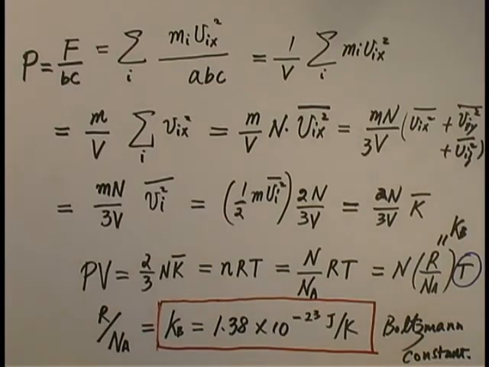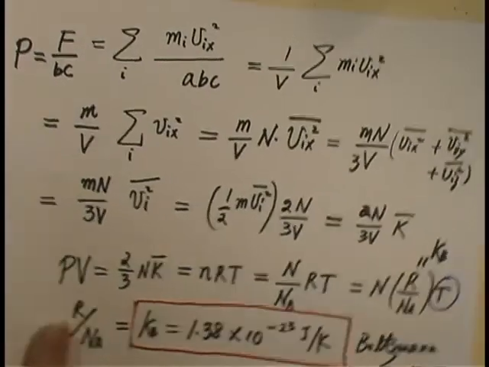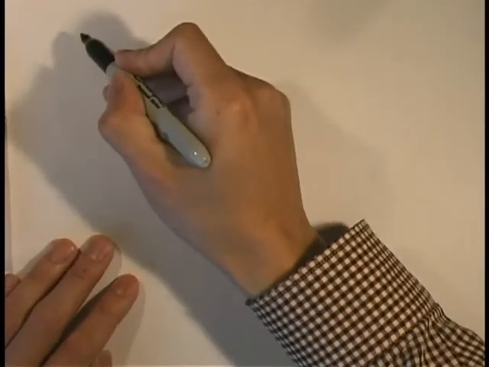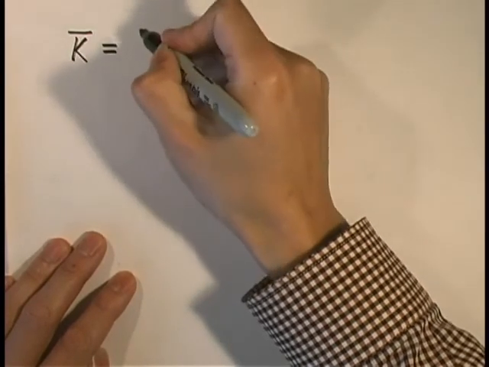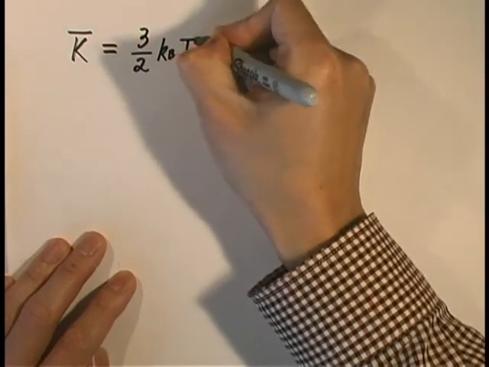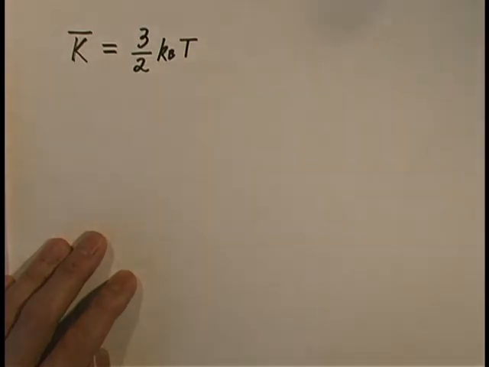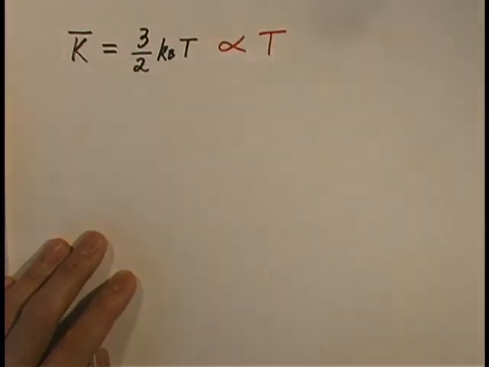It turns out that you can express the average value of the kinetic energy of an ideal gas in terms of its absolute temperature by equating this with that, and you come up with this remarkable expression: K average equals 3 over 2 Kb T. And let me emphasize the fact that this is proportional to T, the temperature.